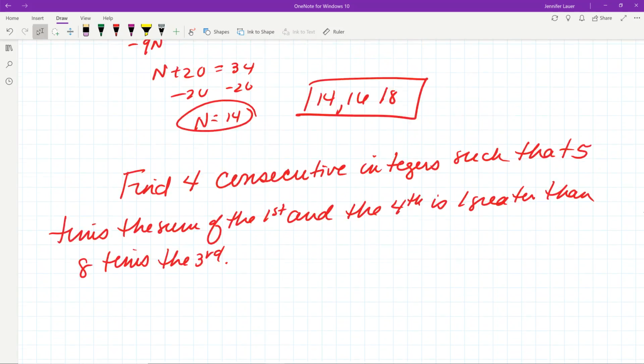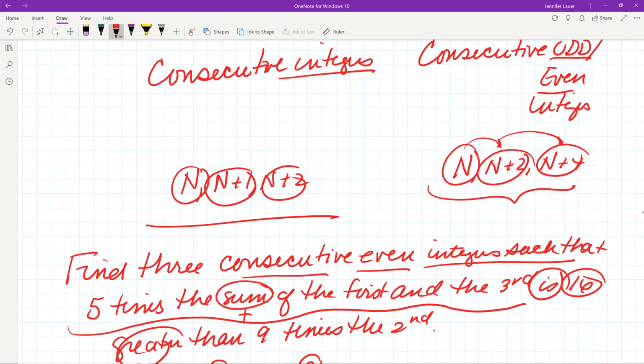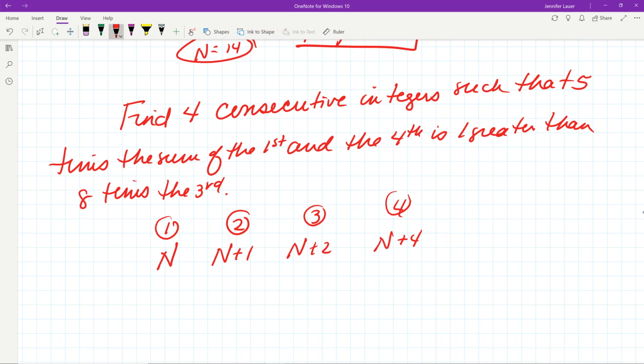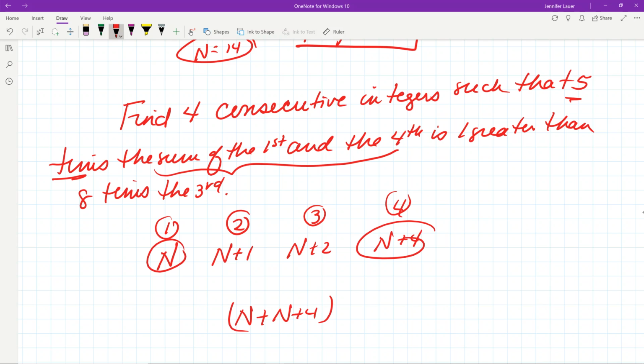Okay, 4 consecutive integers. So remember, consecutive means these. No even or odd in there. So here's the first. Here's the second. Here's the third. And here's the fourth. And again, I like to label them. It just makes it easier because I'm going to say 5 times the sum of the first and the fourth. So I'm going to take the first and the fourth. I'm going to add them. And then I'm going to multiply it by 5. Is, don't forget what is means. It just means equal. 1 greater than. Remember what than means. I'm going to put that 1 after it. 8 times the third.